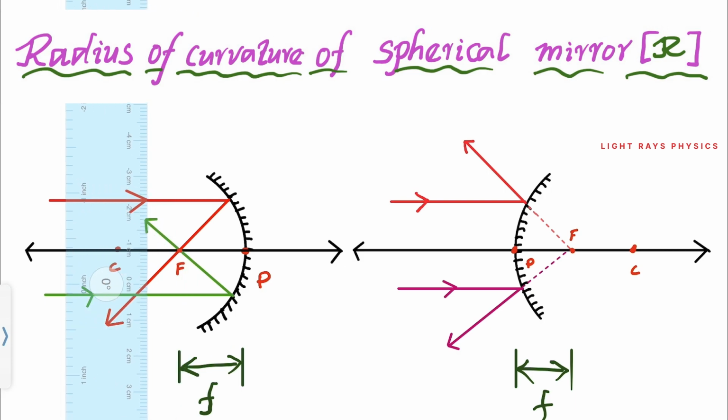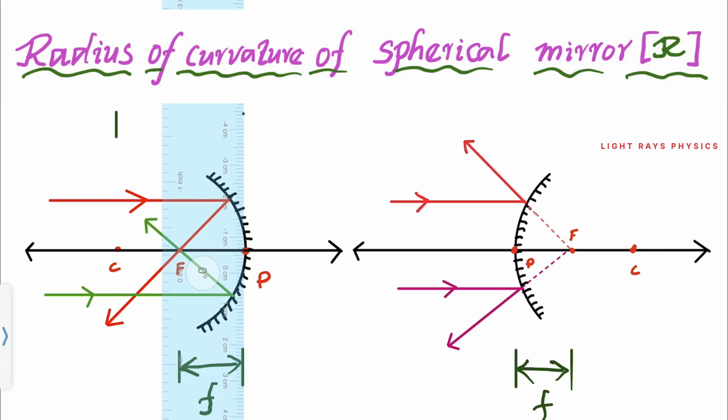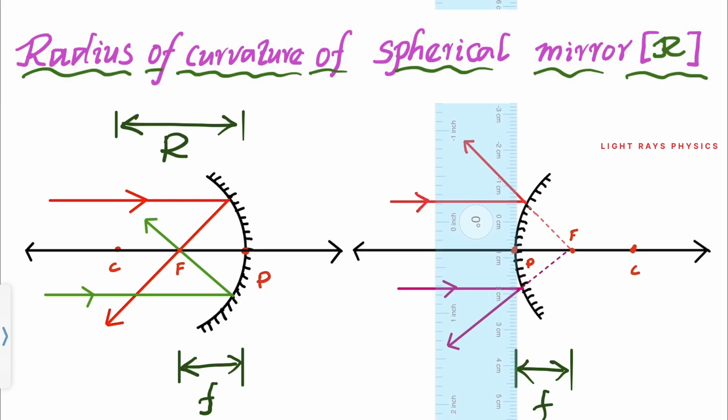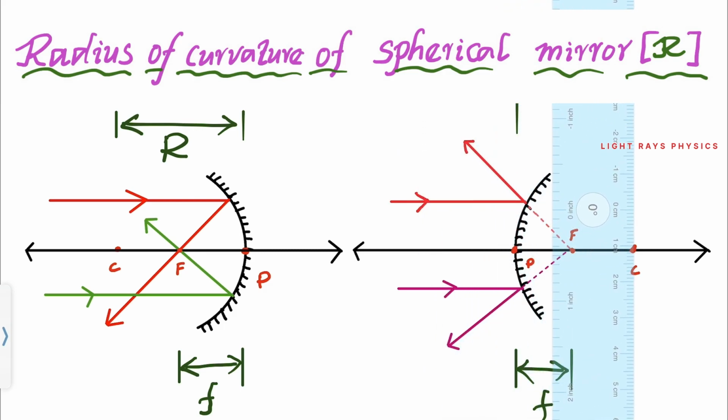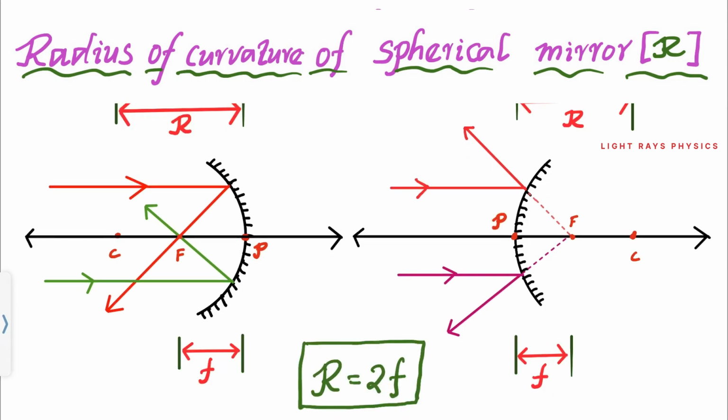Now let us study one more term called the radius of curvature of a spherical mirror. Now I am drawing a point at C and a point at P. Now the distance between C and P is called the radius of curvature, R. Now I am repeating the same for the convex mirror, drawing a point at P and a point at C. Now the distance between C and P is called the radius of curvature, denoted by the symbol R. There is a relation between R and F, that is R equals 2F. Now this is a relation between the radius of curvature and the focal length.